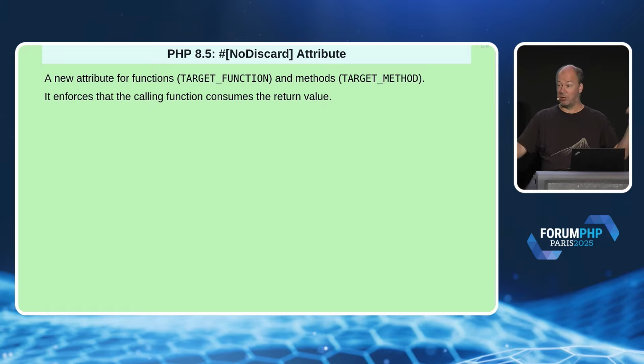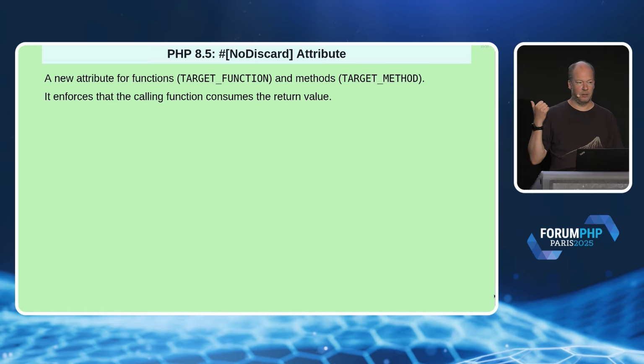But these attributes are quite fun, so we decided to add a few more. So PHP 8.5 adds the no discard attributes. That is one that basically tells the runtime engine that if a function returns a value, but that value isn't used in the function that calls this, then it will throw a warning.